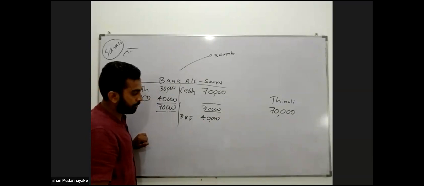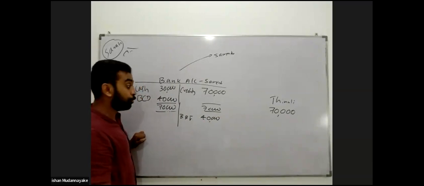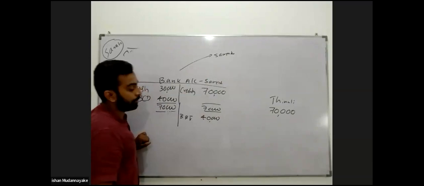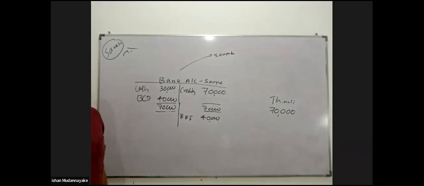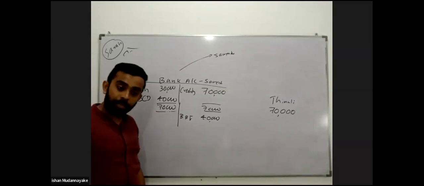How much is 40,000? Liability. Yes, liability. You need to pay this 40,000 to Sampath Bank. It is a liability of your business, since there is no credit balance available in the bank account.